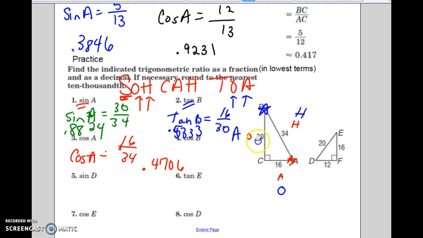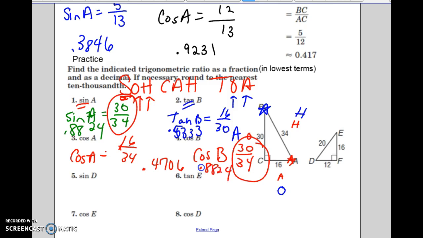Okay, on the next one, cosine of B. Again, cosine is adjacent over hypotenuse, so the cosine of B is 30 over 34. Oh wait, we already had one of those, didn't we? So the answer should be 0.8824.